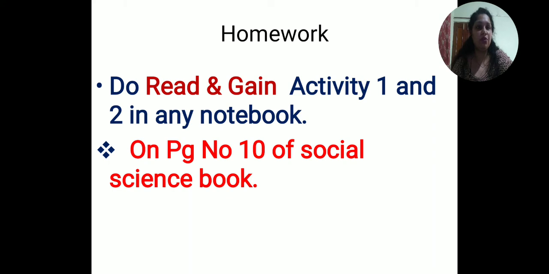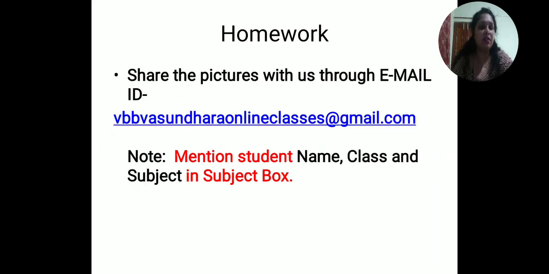So what you have to do? You have to do these activity 1 and activity 2 in notebook. And then you have to take a picture of these activities and share the pictures with us through email ID. And what is the school email ID? vbbvasundharaonlineclasses@gmail.com. Don't forget to mention your name, class and subject in the subject line.